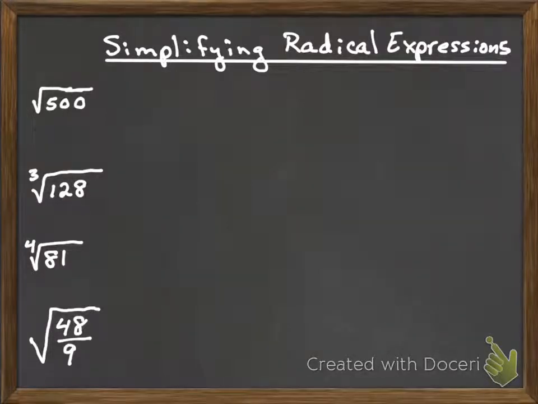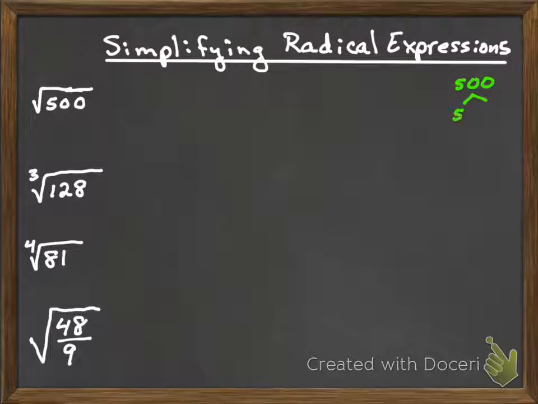For simplifying radicals, what we want to do is find all the prime factors of the number that is underneath the radical. So I'll just show you what we're doing here, but I'm not going to work this out every time. You want to take the 500 and find out what multiplies together to give you this.